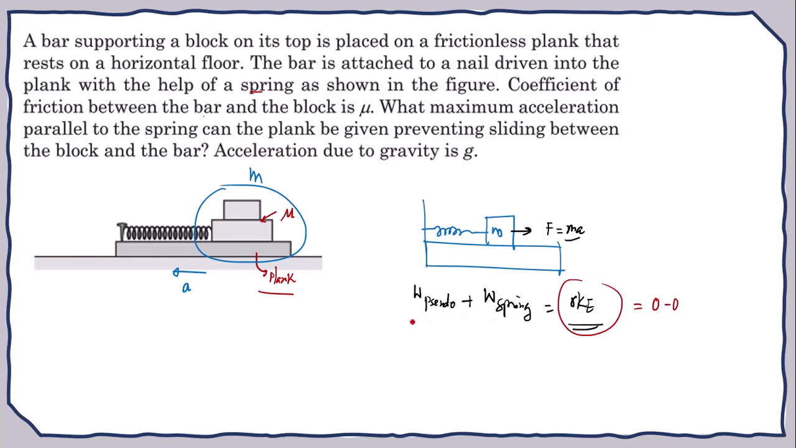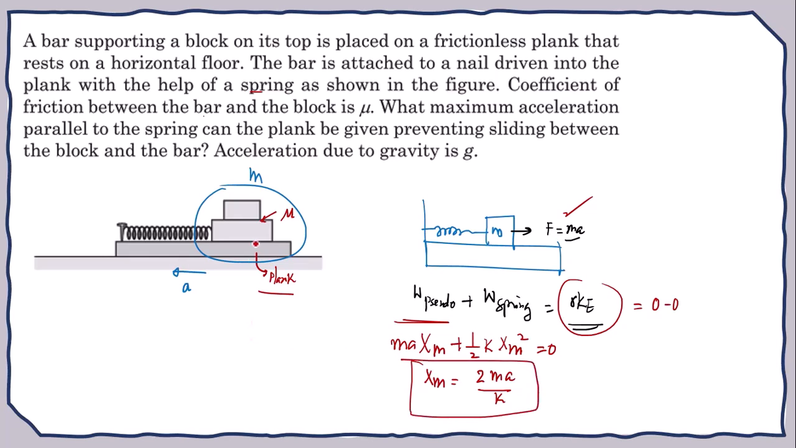So what is the pseudo force work done? Pseudo force work done is m into A, that is the force, into x max, that is the maximum elongation. Spring force work done is minus half k x square, that is half k into xm square. So that is equal to 0. From that I get that xm, the maximum elongation of the spring, should be equal to 2 times m into A by k. That is the maximum possible elongation of the spring.